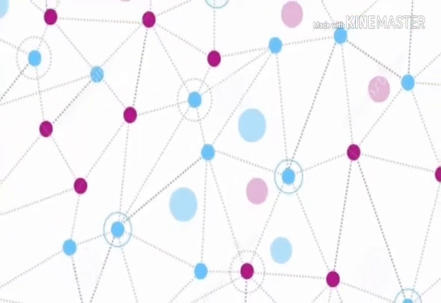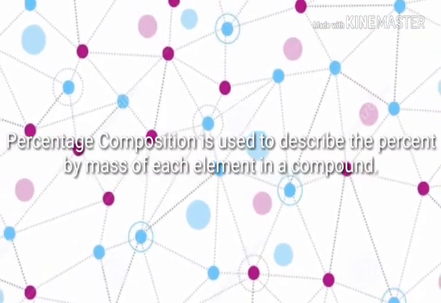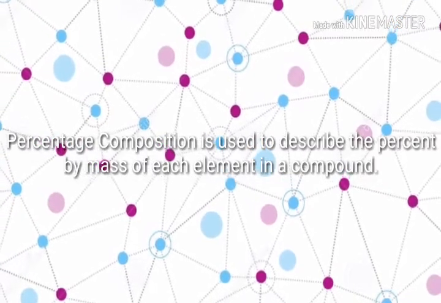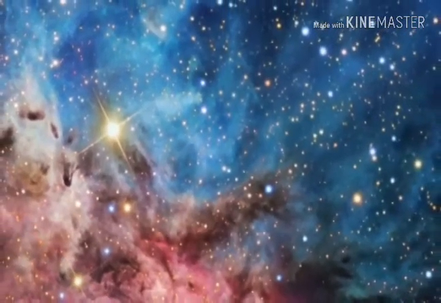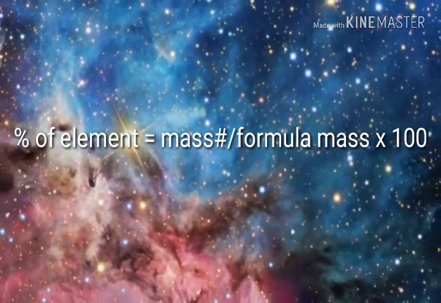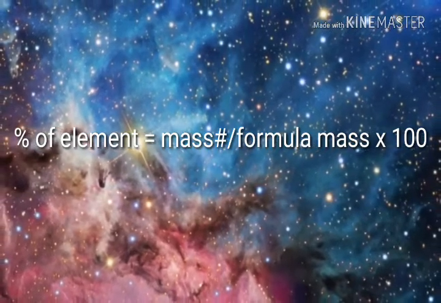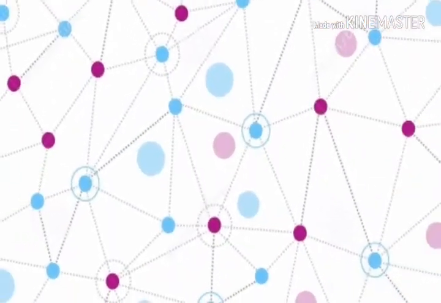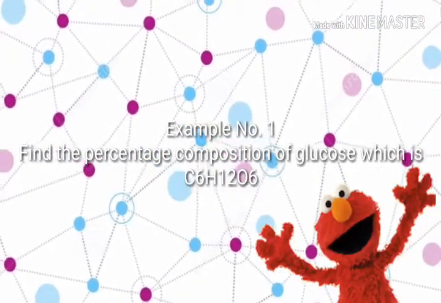So now we're going to talk about percentage composition. But what is percentage composition? Let's find out. Percentage composition is used to describe the percent by mass of each element in a compound. So now you know the meaning of percentage composition. But what is the formula of percentage composition? Let's find out. The formula for percentage composition is: percent of element is equal to the mass number over formula mass multiplied by 100.